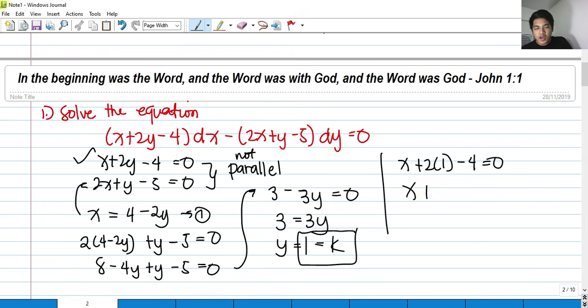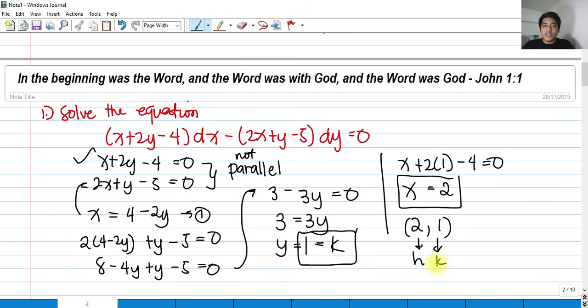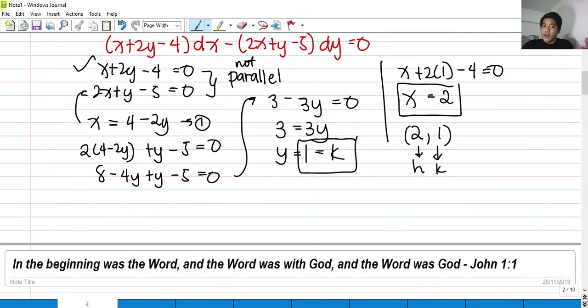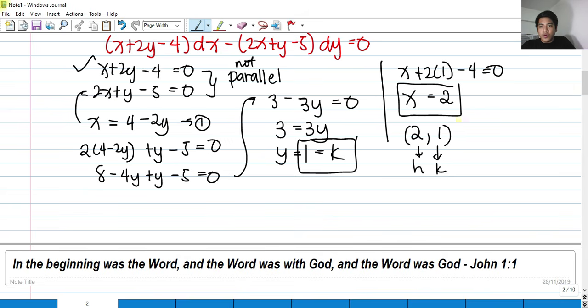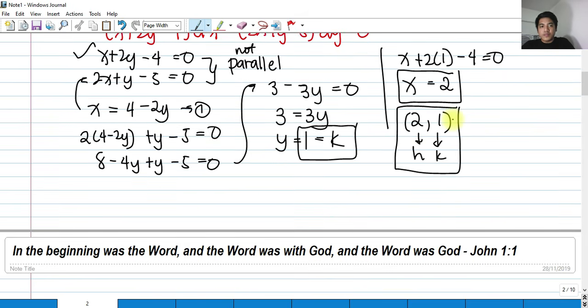So we have the value of y: x plus 2 times 1 minus 4 is equal to 0. So we have x plus, 2 minus 4 is negative 2. Transpose it to the right side, we have x is equal to 2. So the point of intersection (h, k) is 2 and 1. So this would be our h and this would be our k. That's the point of their intersection. They are not parallel, so hence they will intersect at some point, and this is the point of intersection.